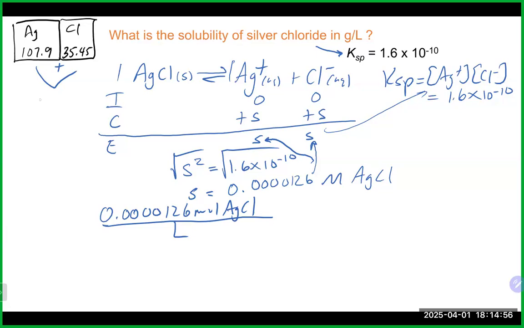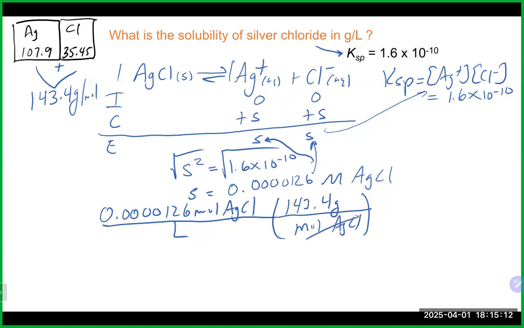That's going to give me 143.4 grams per mole. We will use that as our conversion factor here, with moles on the bottom and 143.4 grams of silver chloride up on top. And that is going to get us here, wherever it went. There it is.